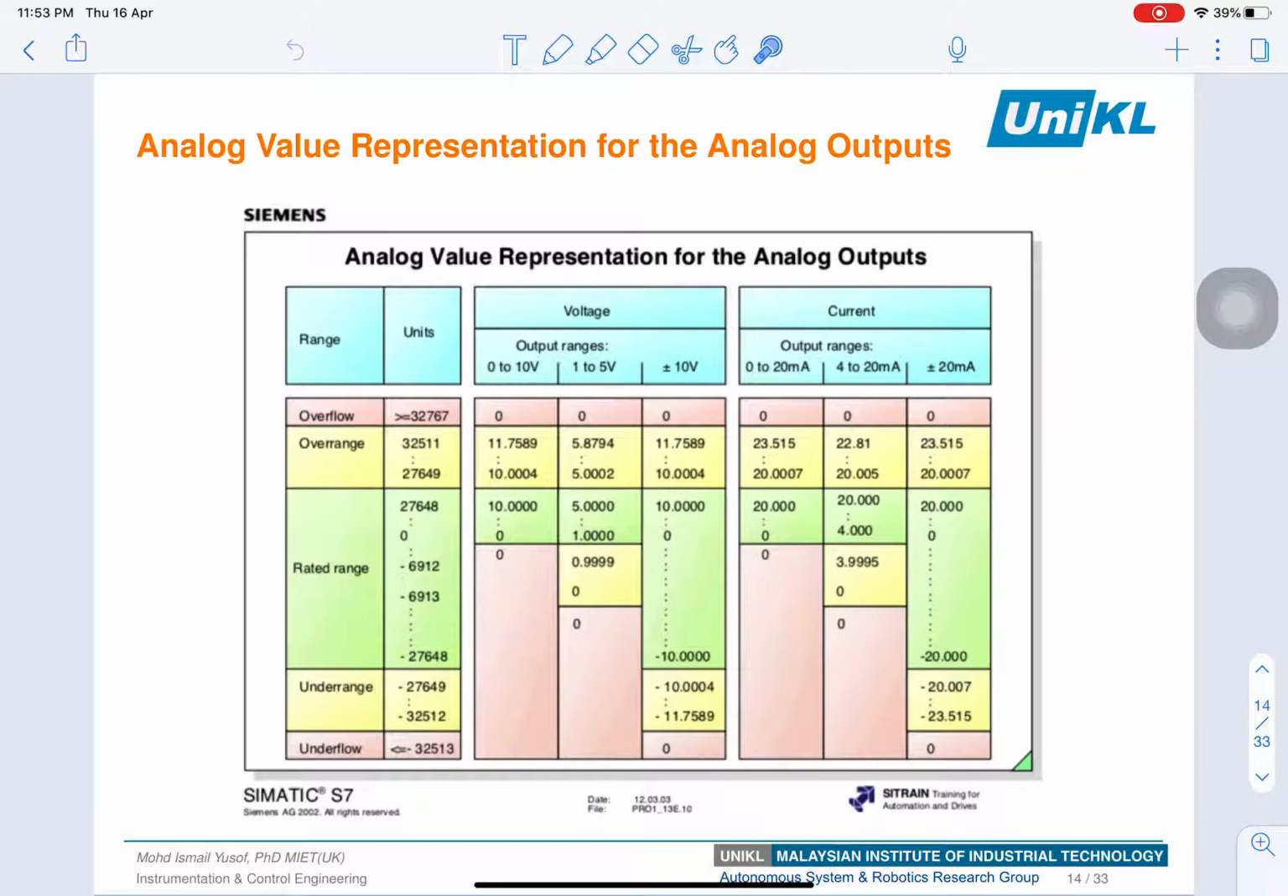The decimal unit for 4 to 20 milliamp is between 0 to 27,648. You have to look at this column, the 4 to 20 milliamp column, and we are only interested in 4 to 20 milliamp. This is the decimal unit for 4 to 20 milliamp. Again, from a PLC programming point of view, we are more interested in the rated range only.